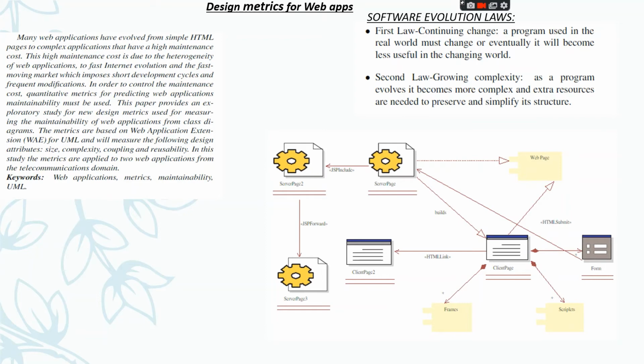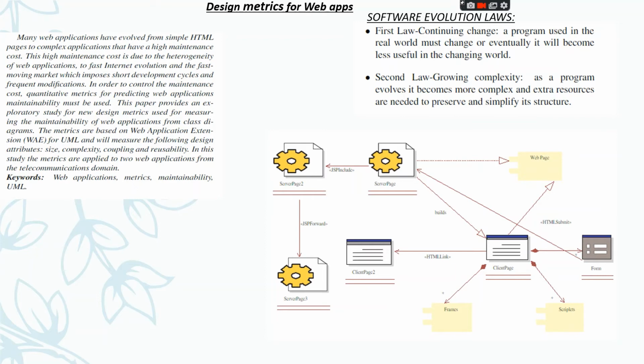So in order to control such kind of maintenance cost, quantitative metrics for predicting the web application have been used. This paper provides an exploratory study for new design metrics and can also be used while dealing with the maintainability of web application from class diagrams. The complexity, the size, the coupling and the reusability can be measured using this type of metrics. Now we'll see the main keywords, that is the web application metrics, maintainability and UML.